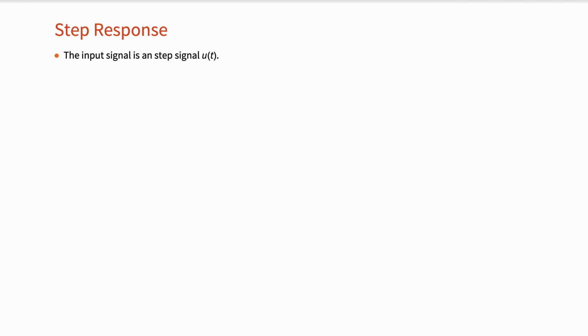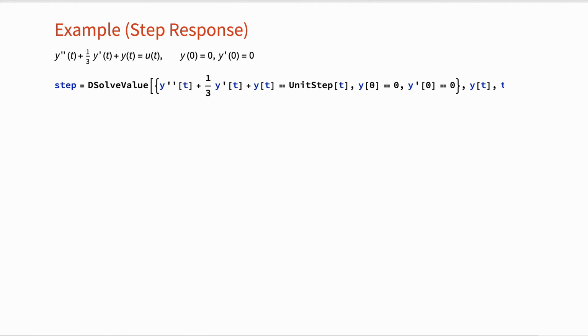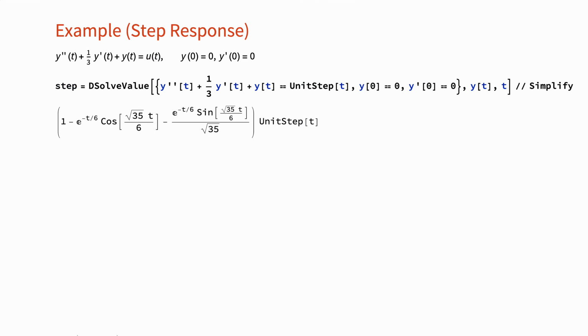The next type of system response based on the type of the input signal is the step response. This is simply the output of the system when the input signal is the step function u of t. Here again, let's look at an example where a system is modeled by the differential equation given here, and we're interested in finding the step response of this system. To find the step response using the Wolfram language, we set x of t equal to the unit step function, and we set the initial conditions to 0, and we solve for y of t.